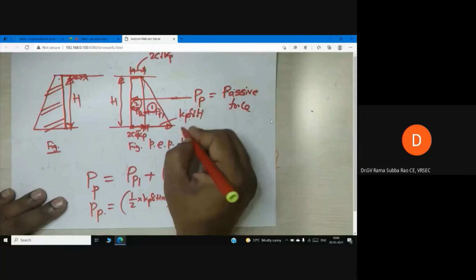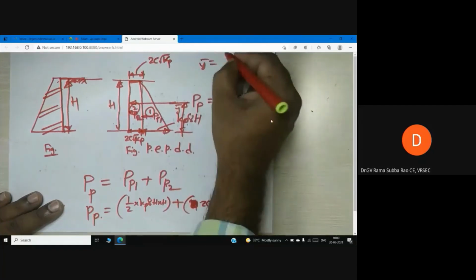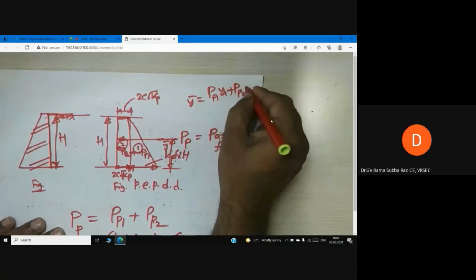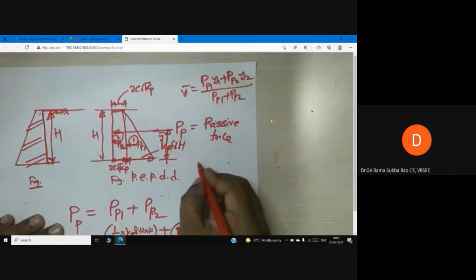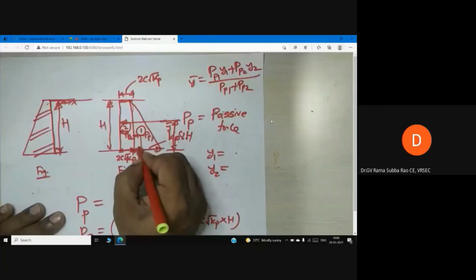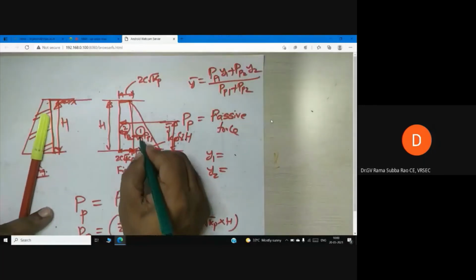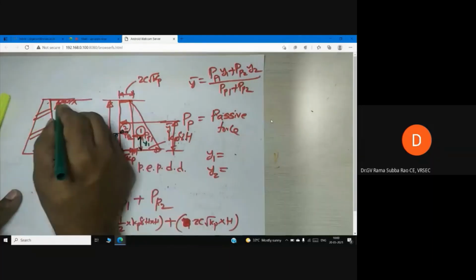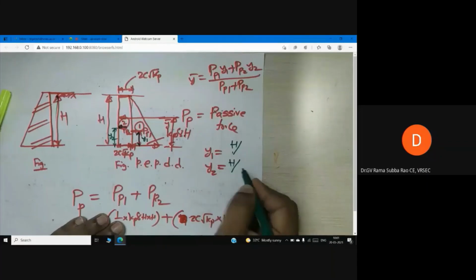Now it is the right time. I want to know Y bar. How to calculate Y bar now? Y bar is (PP1 Y1 plus PP2 Y2) by (PP1 plus PP2). So what is Y1 now? What is Y2? It's your time now. Please all of you tell me how to calculate Y1. I will use another color. Can anyone tell me how to calculate Y1? How to calculate Y2? Please tell me. We have H. So Y1 is equal to H by 3, Y2 is equal to H by 2. It's your time now.